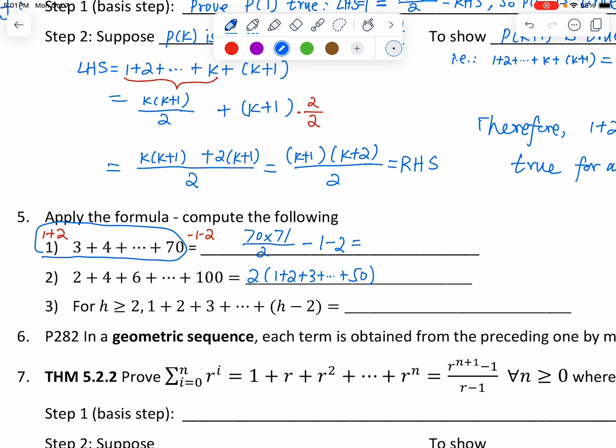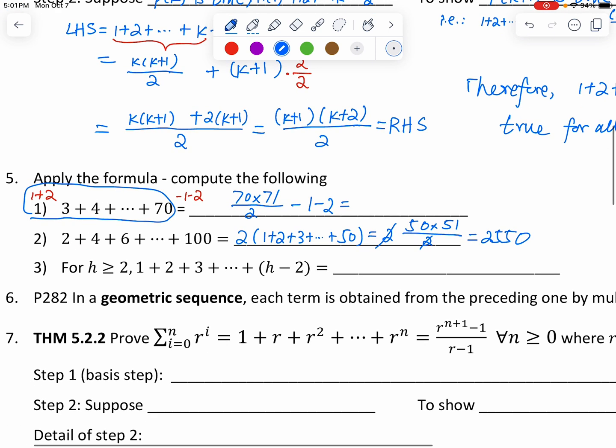So when you factor out the 2, this is equal to 2 times, and now you can apply the formula. This time it starts with 1 and the n is 50, so it's going to be 50 times 50 plus 1, which is 51, divided by 2. And you can cancel the 2. This actually is 2550. That's easy to do the arithmetic.